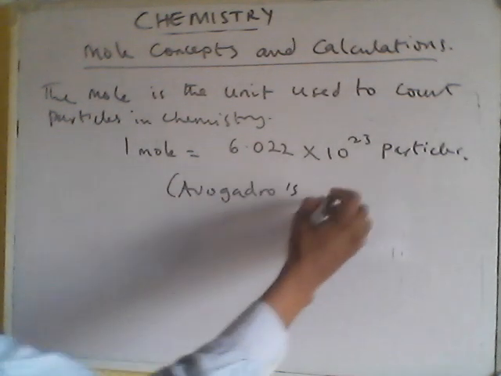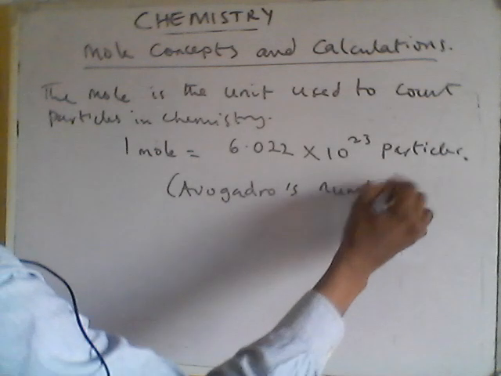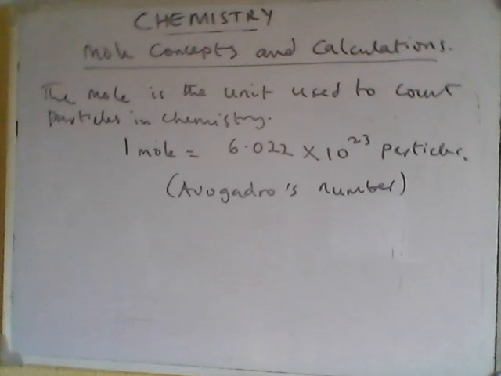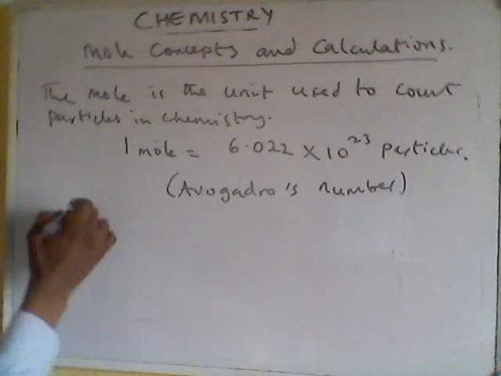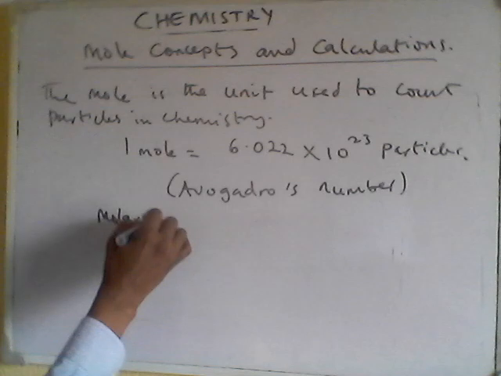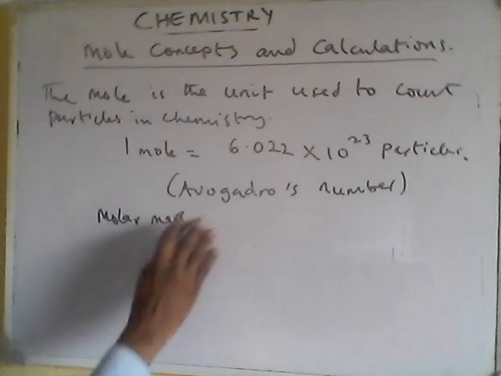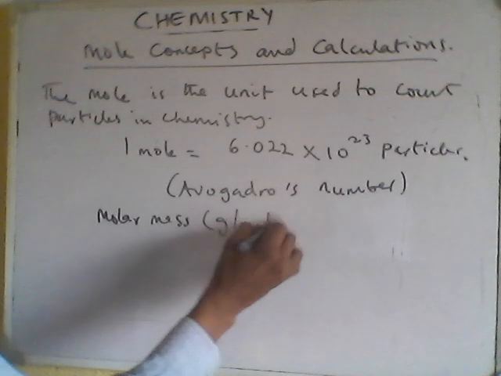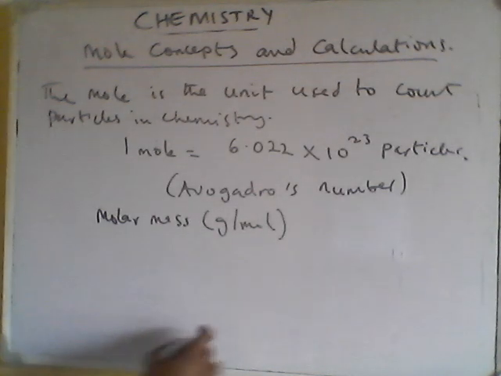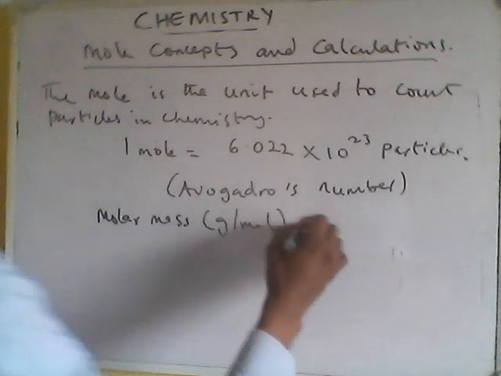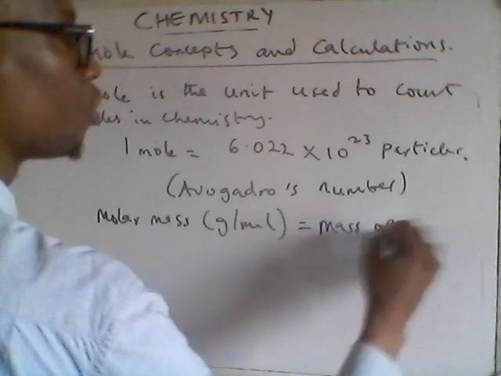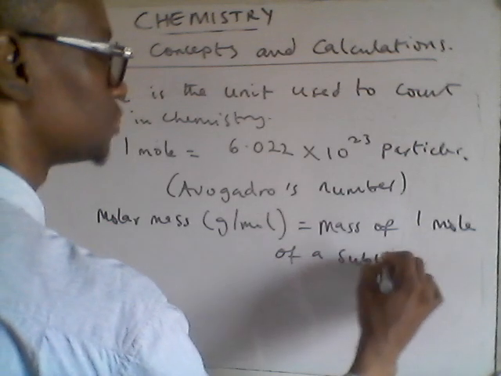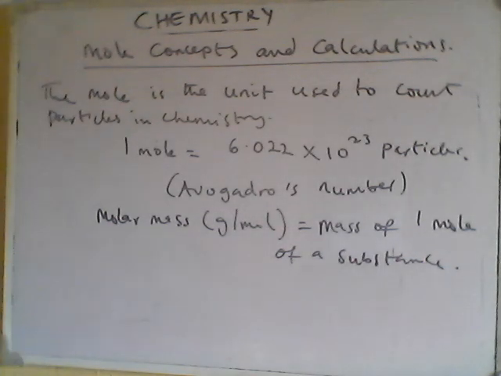Avogadro's number. Okay, so this is the number. So 1 mole is 6.022 times 10 to the power 23. So molar mass is another concept. Molar mass is in gram per mole. That's the unit. Gram per mole is the mass of 1 mole of a substance. That's for molar mass.